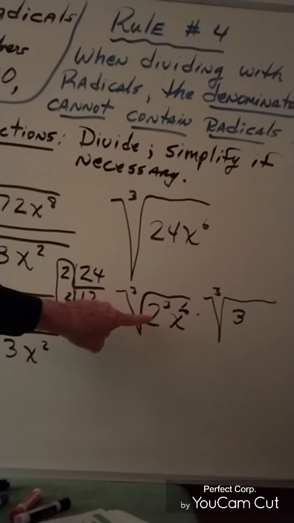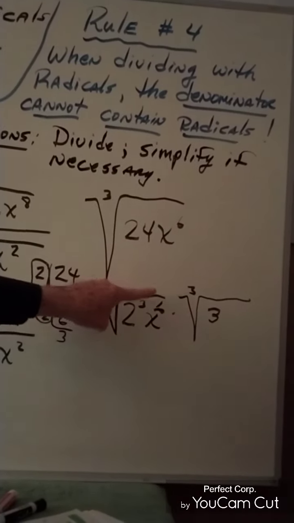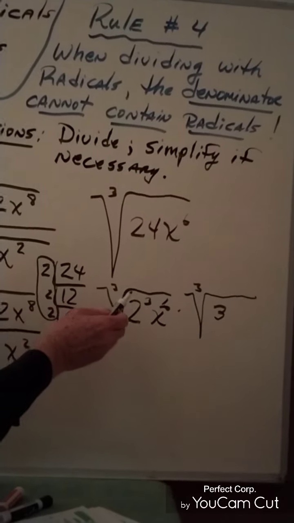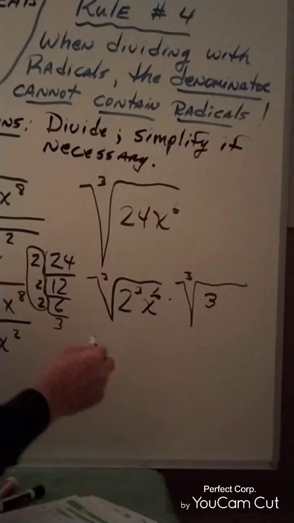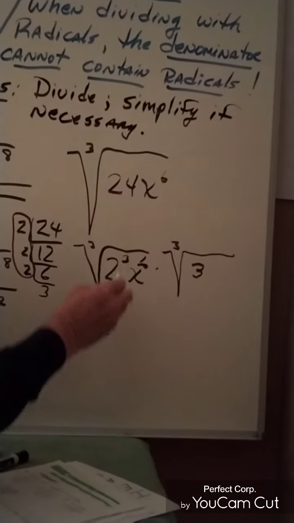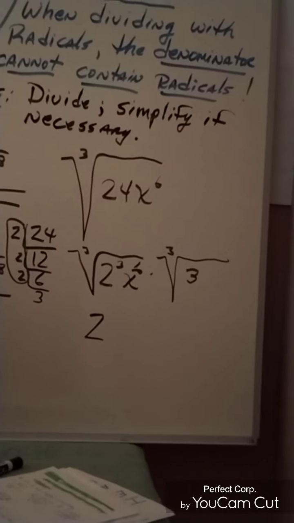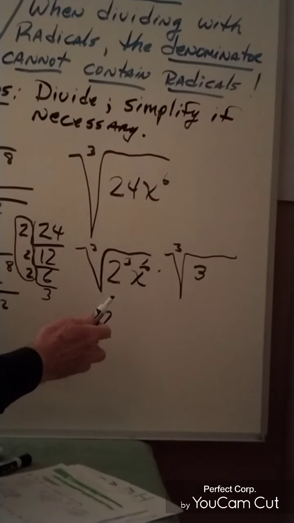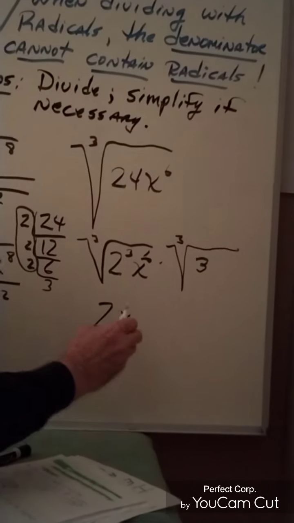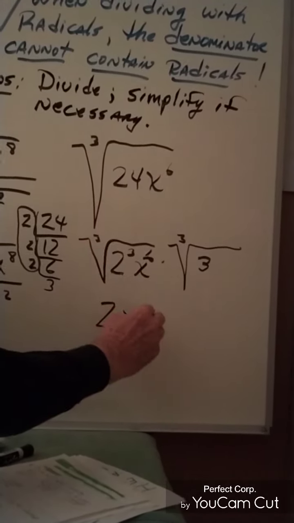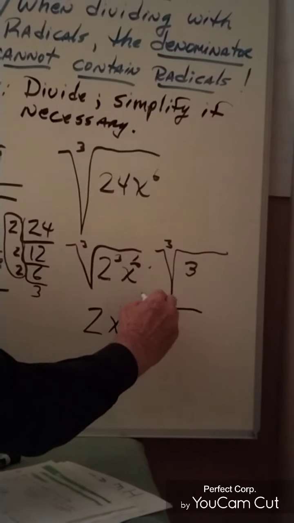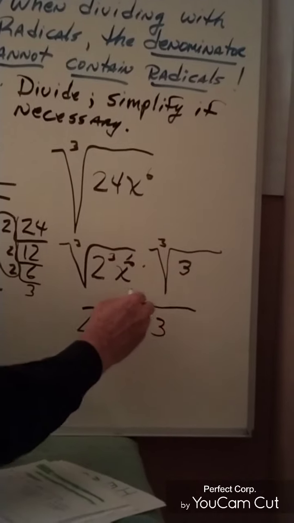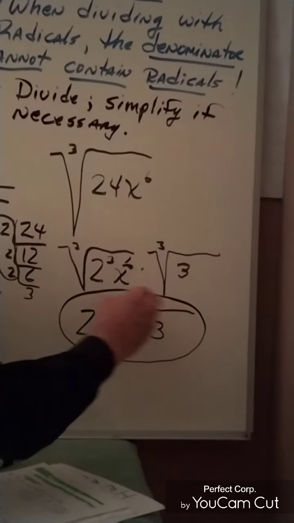Let's get this one out of its house, because this represents a rational number. 2 to the third. Its exponent matches the index. Bring down the 2. 3 divided by 3. 2 to the 1, or simply 2. Bring down the x. 6 divided by 3 will give us x squared, multiplied by the cubed root of 3. Wrap it up. Done.